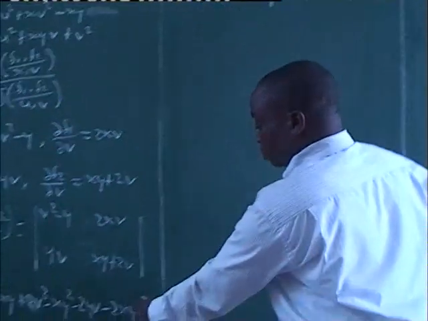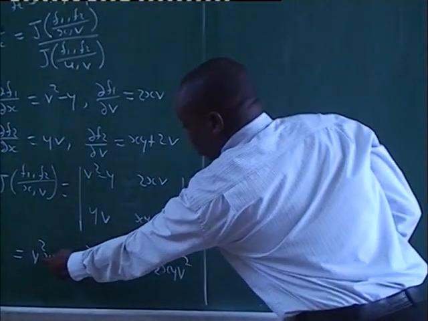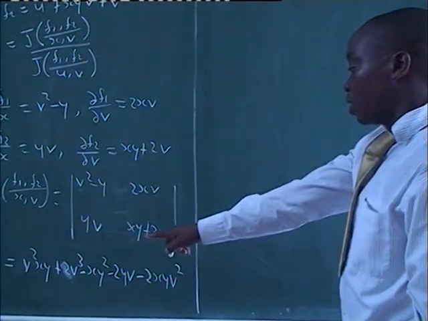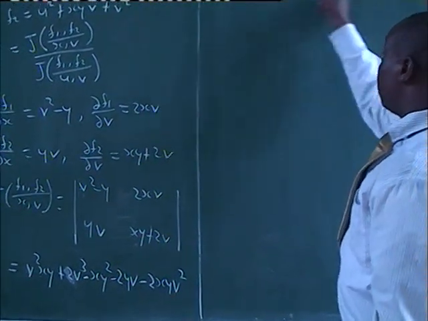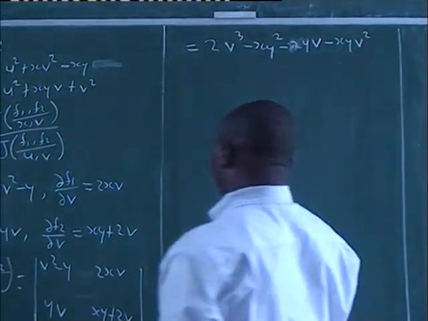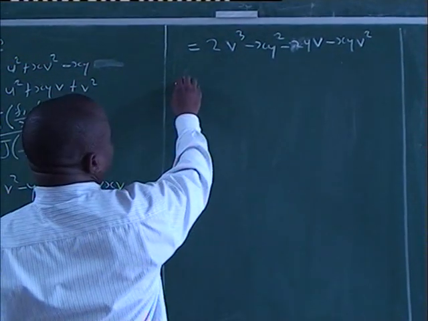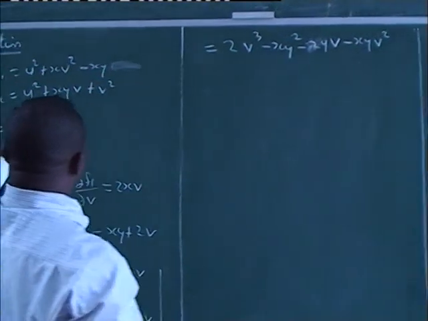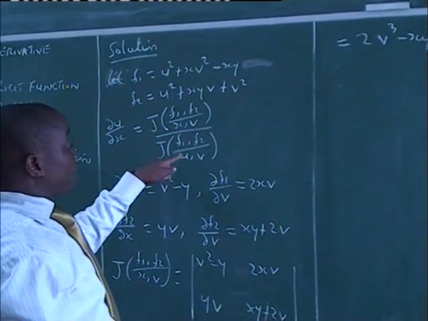This one is minus 2xyv squared, so this is xyv squared. So they remain this. That is the Jacobian of f1, f2 with respect to x and v. Now we can also look for the Jacobian of f1, f2 with respect to u and v.